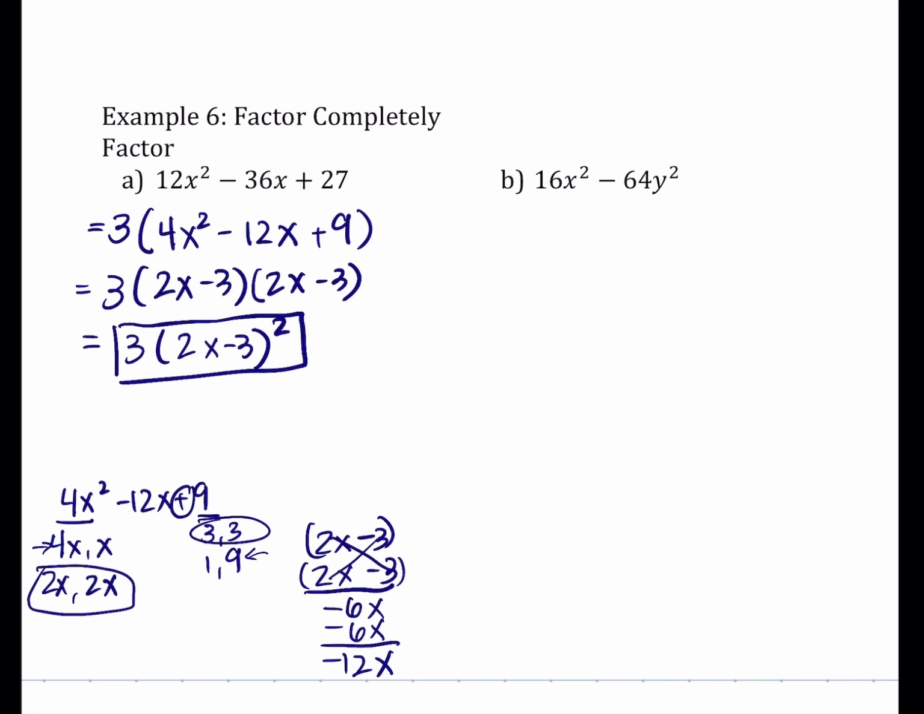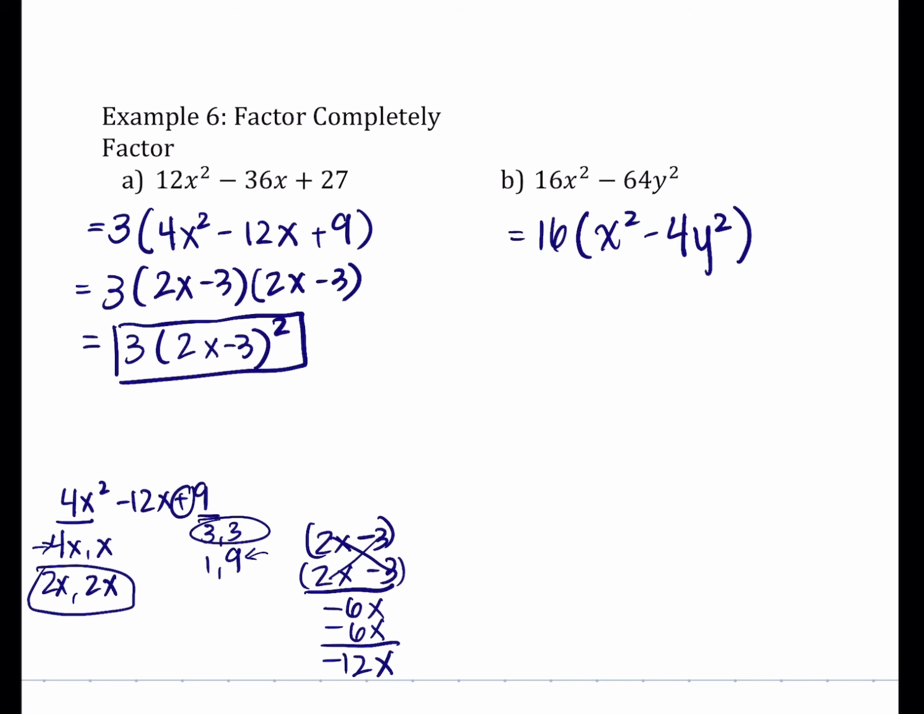Okay, for letter B on our last example, what I want to do is actually look at these and see, okay, is there anything else I can factor out to make it a little bit easier for me to factor? So 16 and 64, they're actually both divisible by 16. So I'm going to factor out 16, and then it's going to be way easier for me to factor. I'm left with x squared minus 4y squared. From there, I can see again, look in my x squared minus 4y squared. I want to check if it's a difference of squares.